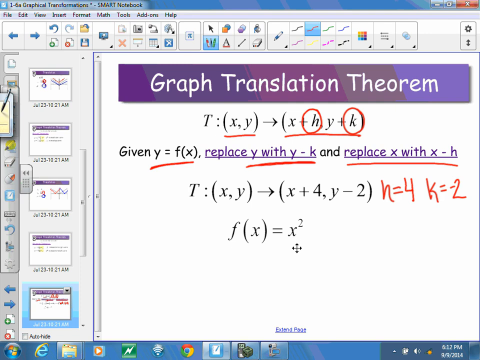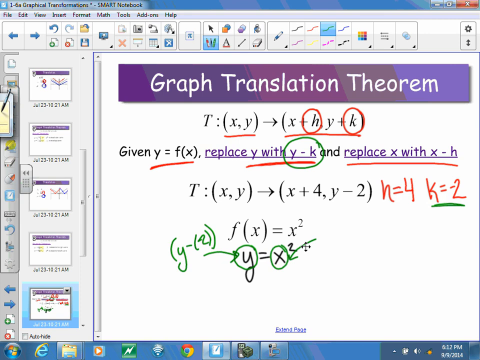Now I'm going to be working with the quadratic parent function, f of x is equal to x squared. Now remember that this is the same thing as y is equal to x squared. What we're going to do here is use this theorem, and we're going to take this value of y and replace it with y minus k. Now k is equal to negative 2, so I'm going to be replacing that y with y minus a negative 2, which is the same thing as y plus 2. I'm going to take this value of x, and we're going to replace that with x minus h. So in our case here, we're going to go with x minus 4.